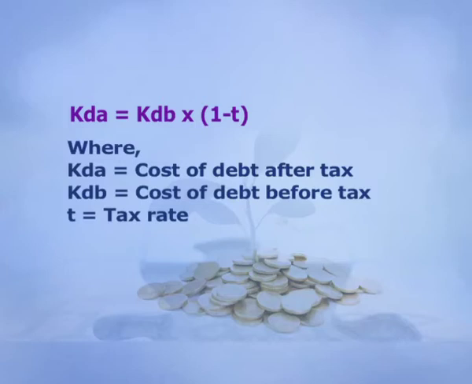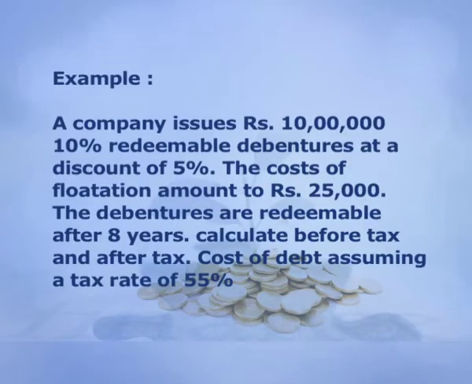For calculating cost of debt after tax, the following formula is used. KDA is equal to KDB multiplied by 1 minus T, where KDA is cost of debt after tax, KDB is cost of debt before tax, and T is tax rate. Let us take an example.